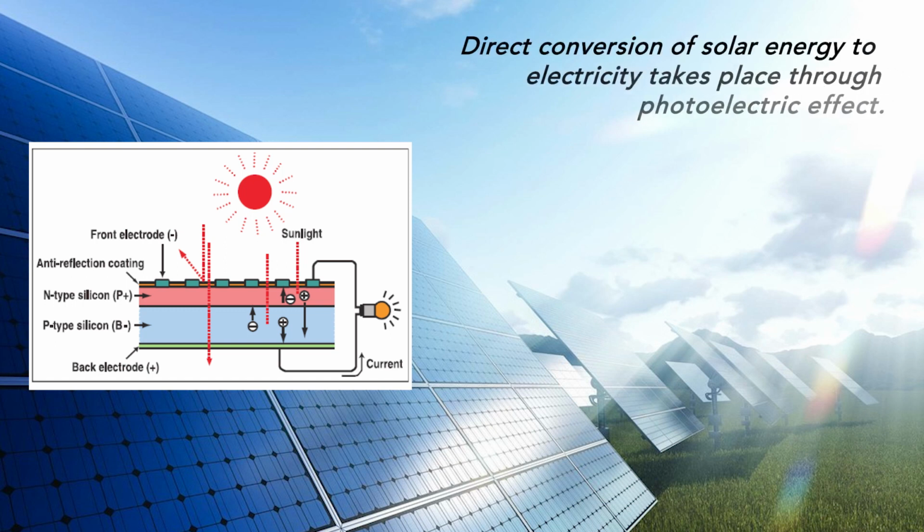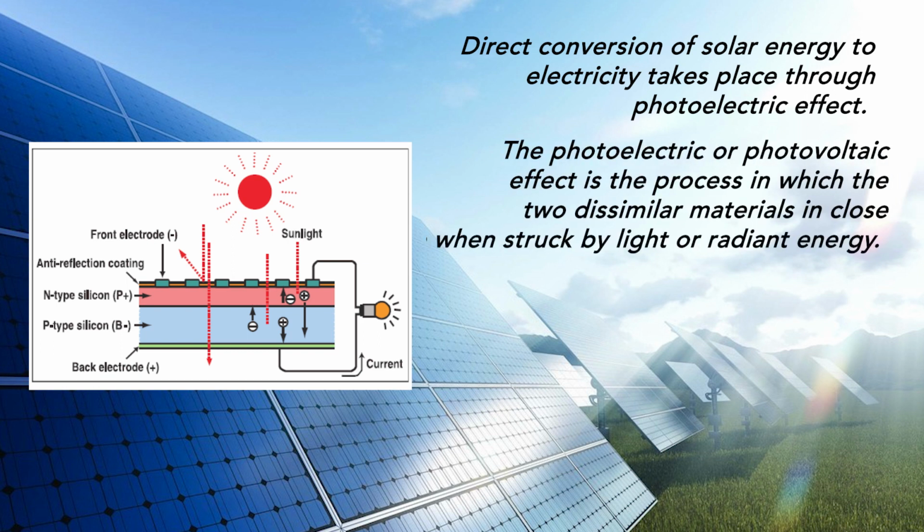Parabolic trough collectors are known for their high efficiency in concentrating sunlight and are widely used in large scale concentrating solar power plants. They have been a key technology in the development of solar thermal energy for electricity applications and industrial applications. Direct conversion of solar energy to electricity takes place through the photoelectric effect.